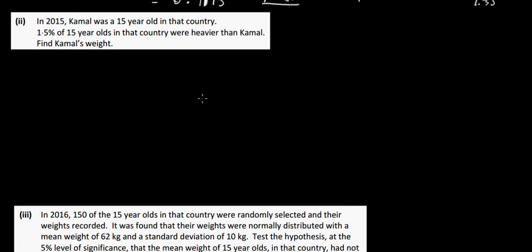Now, let's just have a look at our normal curve here, standard normal curve again, and we're looking for 15-year-olds.